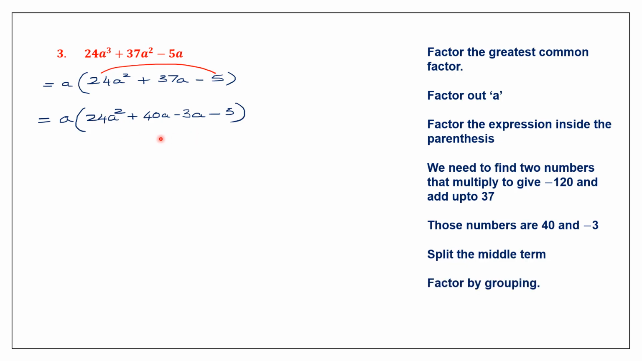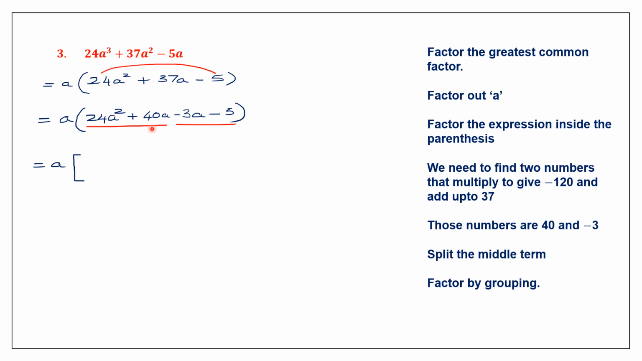In the next step, we are going to factor what is inside the parenthesis by the grouping method. So in the grouping method, what do we do? We group the first two terms. So this makes the first group and this will make the second group. So we continue. So we leave this a as it is, remember. So this will remain as it is. Now let's look at the first group inside the brackets. So we have 24a square plus 40a.